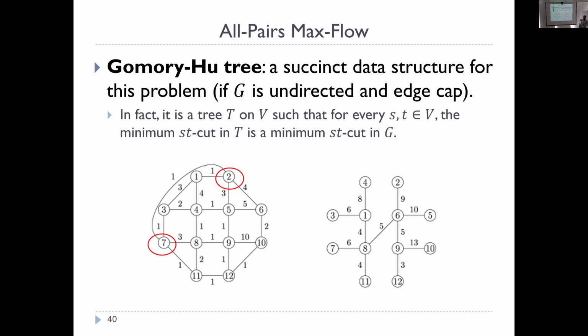And let's say we want to find the maximum flow between two nodes, 2 and 7, circled here in red. So instead of computing it on the graph, we just go to the tree and we find the minimum cut between them, which is very easy to do because it is just the lightest edge on the path between them. That is the minimum cut.